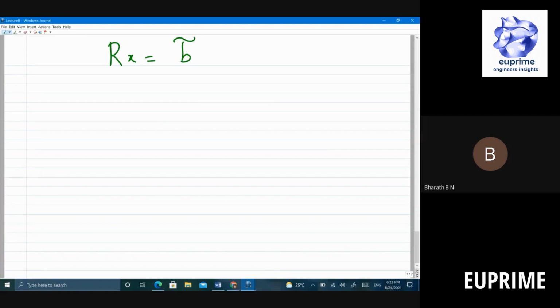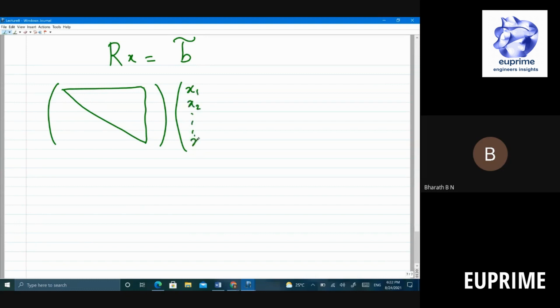What is Rx? It's easy, right? So this is the kind of matrix that we'll have: x1, x2, xn, and this is b1 tilde, b2 tilde, bn tilde. Now, how do you solve this problem? We should go exactly in the opposite direction. Let's start with this. There is only one term here, right?